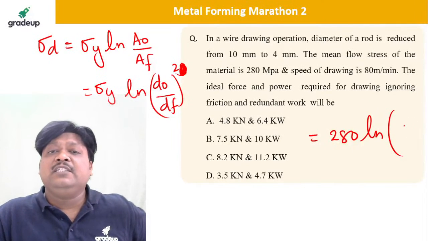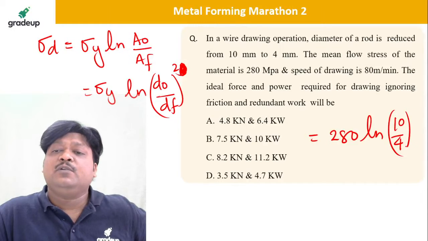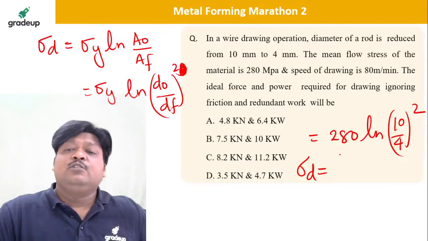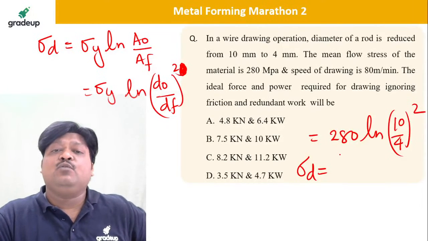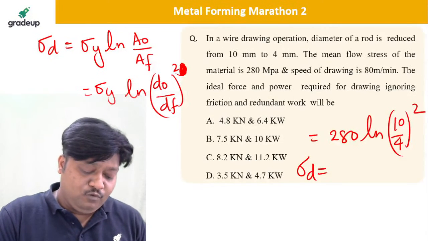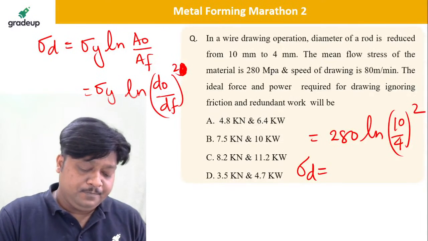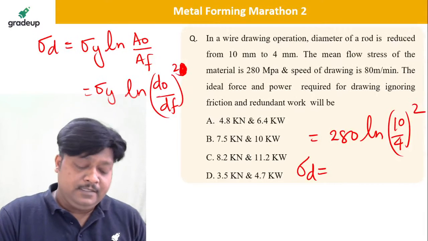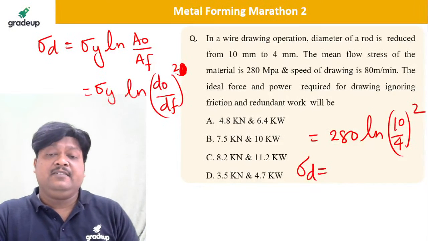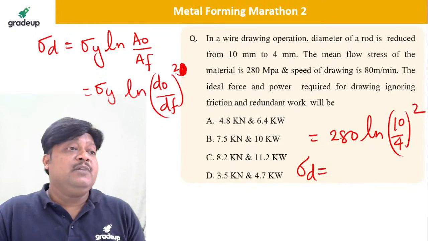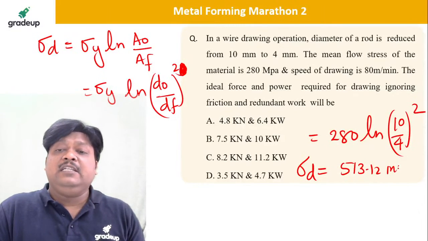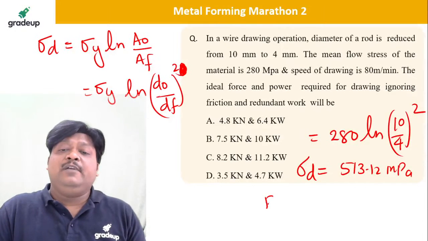So ln of D original is how much? 10 divided by 4 squared. So tell me how much the drawing stress will be. So 280 into ln of 10 by 4 whole squared. Ln of the answer into 280. So how much are you getting for sigma D? Is that 513.12 megapascal?